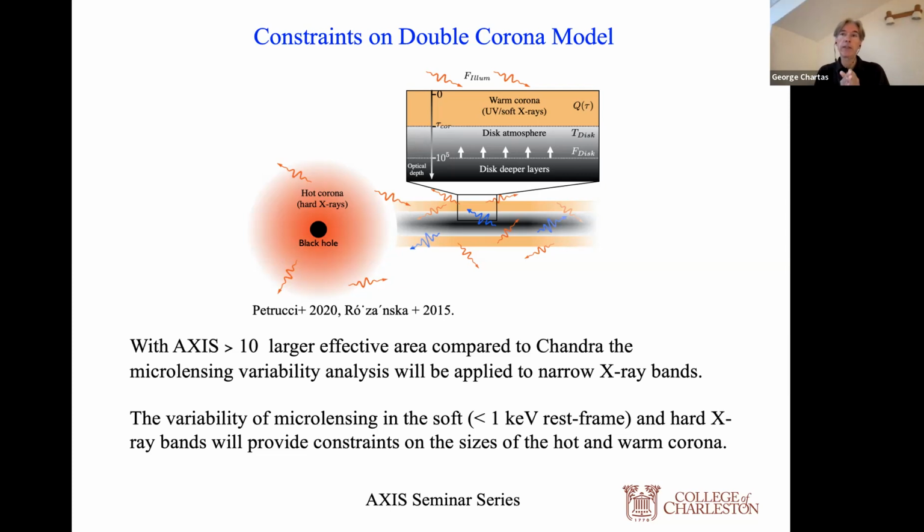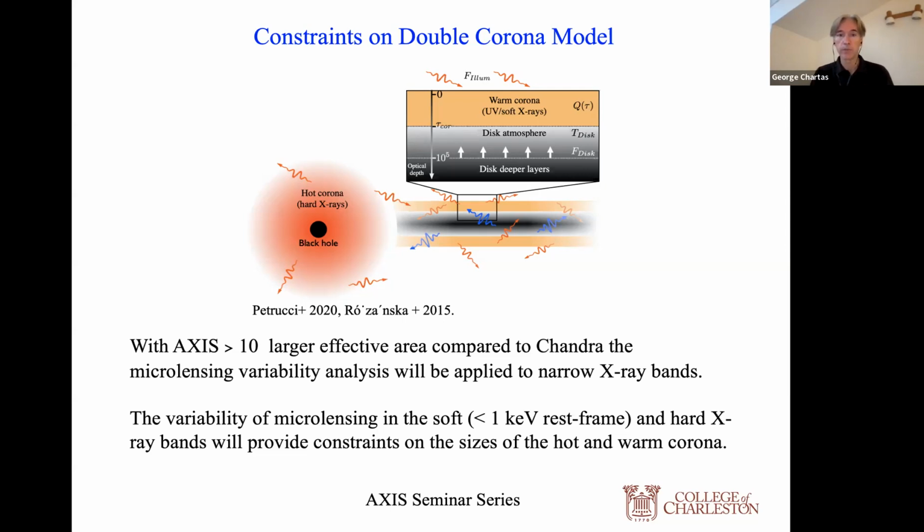Remember I said that we constrained the X-ray corona size. We can do the same with the warm corona if we apply this microlensing light curve technique to photons with energies below 1 keV in the rest frame. We cannot do that currently with Chandra because at 1 keV rest frame, Chandra's effective area in most of these quasars is very low. But AXIS will have a much larger effective area below 1 keV in the rest frame, and we can apply this technique and resolve this issue.